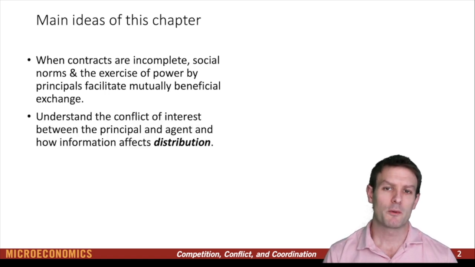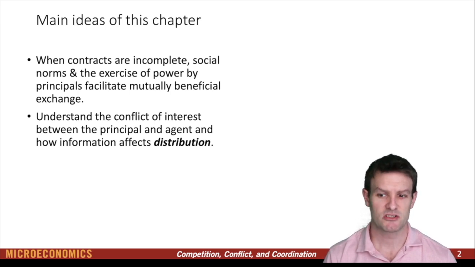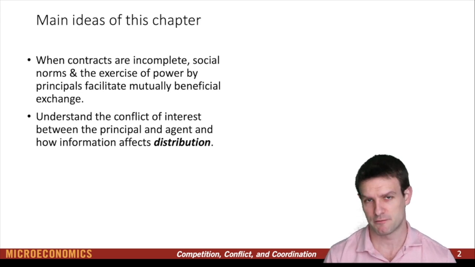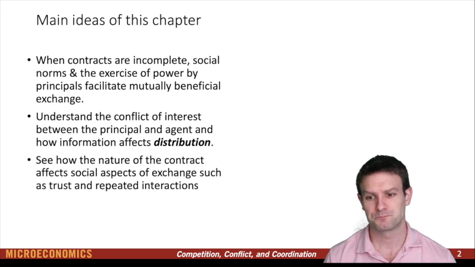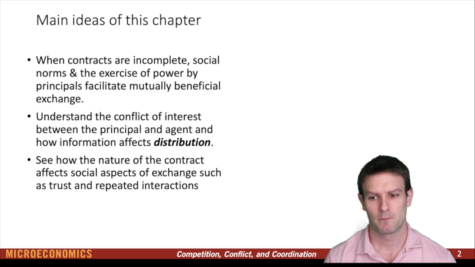What we also are going to have to think about is that there's going to be a conflict of interest, and that the relationship between the principal and the agent is going to provide us with information about the distribution of benefits. Depending on the characteristics of the contract and the characteristics of the relationship between the principal and the agent, there can be more or less beneficial distributions for the different parties involved. We're also going to see how the nature of the contract is going to affect aspects such as trust in these repeated interactions that I've already described.